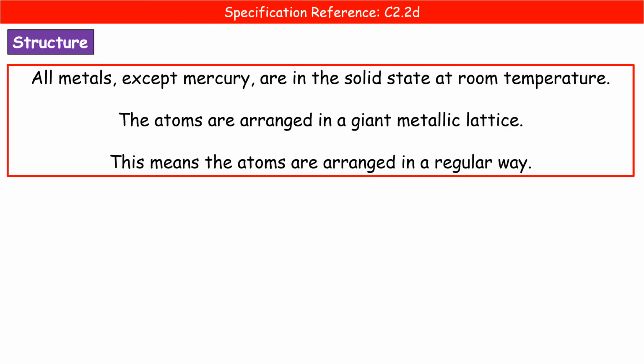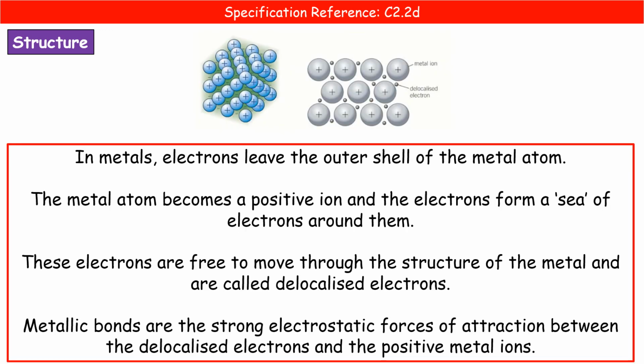The last one we need to look at is metals then. Now, all metals except mercury are solid at room temperature, and the atoms are arranged in this giant metallic lattice. So because it's a lattice, they're arranged in a regular way. A giant metallic means there's lots of them together, all metal atoms. The way we typically represent it is this little diagram here.